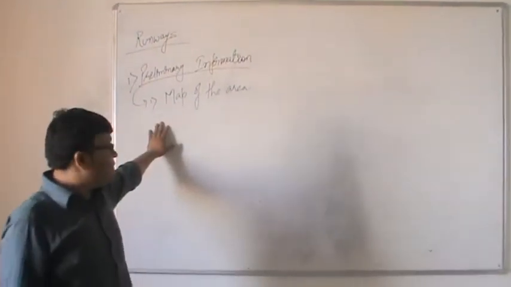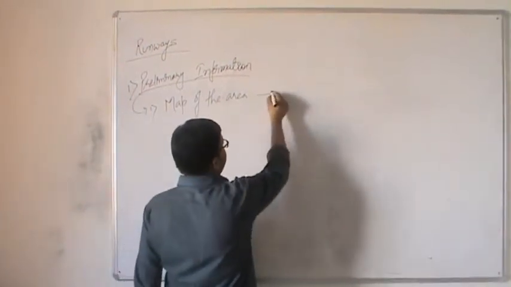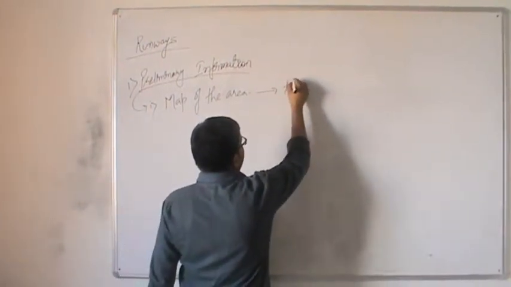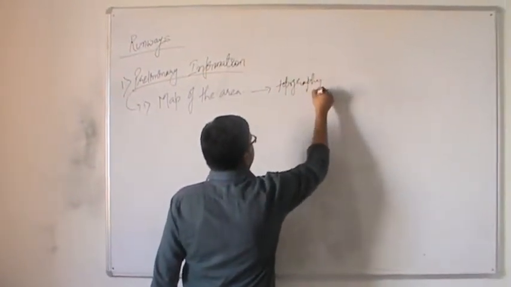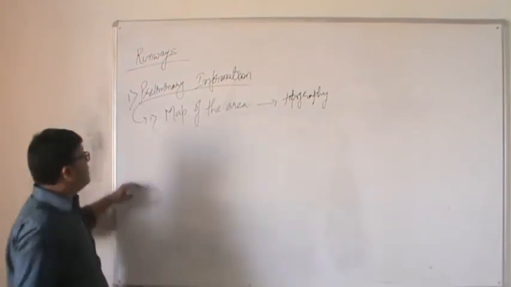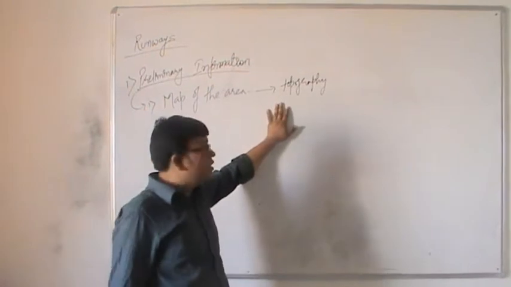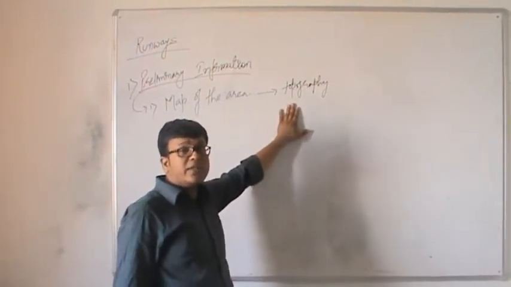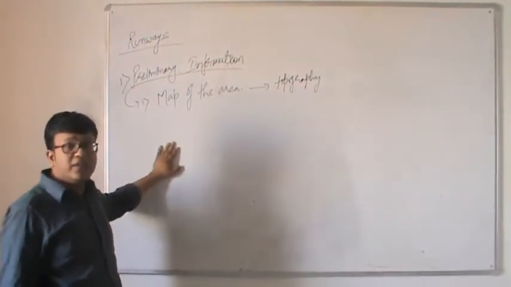The first is the map of the area in the vicinity of the airport to understand the topography. We require some preliminary information. The first one is the map of the area to understand the topography, or to say the terrain, in that area. So we require the map of the area in the vicinity of the airport.